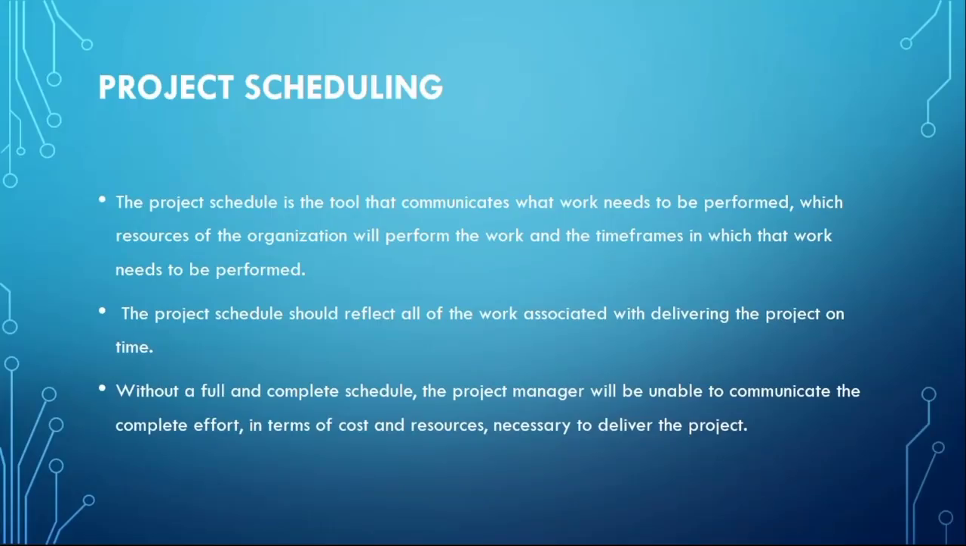Now look at that definition of three things. What work needs to be done? That is identification. What resources are needed? That is resource allocation. And what's the time frame? That's the project scheduling itself. So these are the three things that make up that definition. The project schedule should reflect all of the work associated with delivering the project on time. So when you're scheduling your project, it must reflect all the work associated with delivering that particular project or that particular task on time.